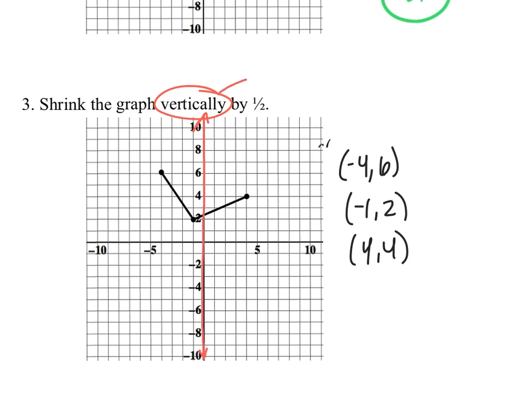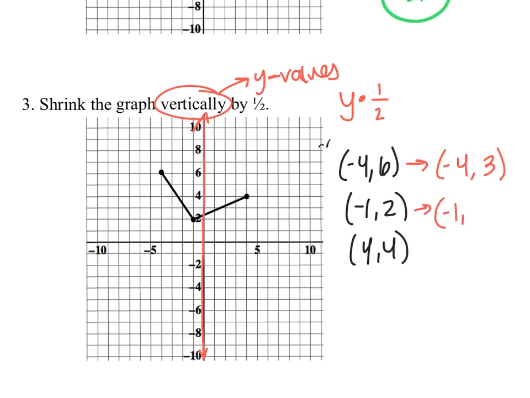Okay, so this is really saying shrink our y values by half. Well, if I'm shrinking something by half, all that means is multiply your y's by 1/2. So half of 6, so notice I'm not changing the x at all, since it says vertically. Half of 6 is 3. Half of 2 is 1. And half of 4 is 2. And then I just graphed those points. So -4, 3. -1, 1, and then 4, 2.